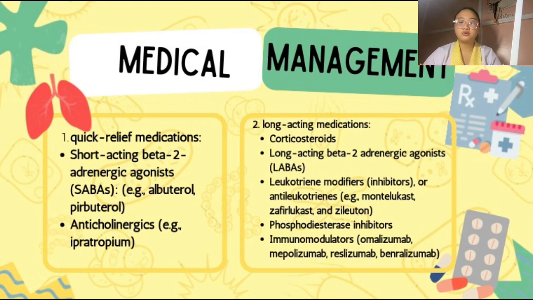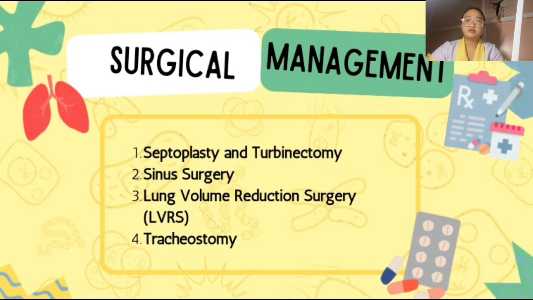Next are the immunomodulators. So for severe asthma that is not well controlled with the other medications, the immunomodulators may be used to target specific immune system pathways involved in the disease. Now we will continue with the discussion of the surgical management for asthma. So while surgical management is generally not the first-line treatment for asthma, there are certain circumstances where it may be considered. So the first surgical management are the septoplasty and the turbinectomy.